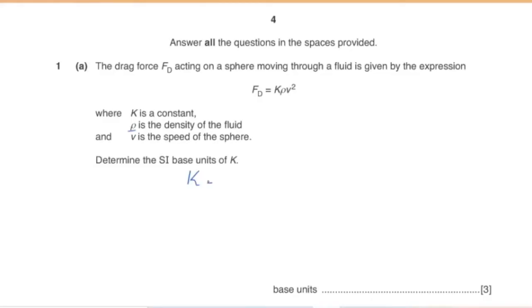So K is equal to drag force divided by density times speed squared, where the drag force has a unit of kilograms meters per second squared. Density is kilograms per meter cubed, and speed squared is meter squared per second squared. Kilograms and kilograms get cancelled. s to the minus 2 and s to the minus 2 get cancelled. Hence the SI base unit for K is meter squared.